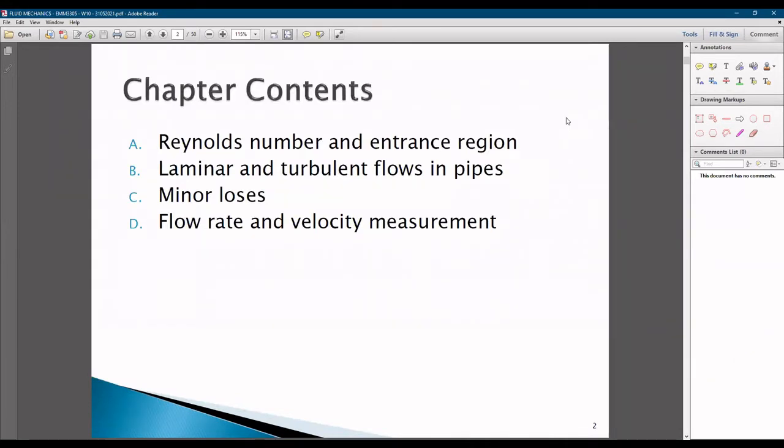Okay, in this particular chapter, we are going to cover 4 main items, which start with the Reynolds number and the entrance region. Next is laminar and turbulent flow in pipes, minor losses, and last is the flow rate and velocity measurement.